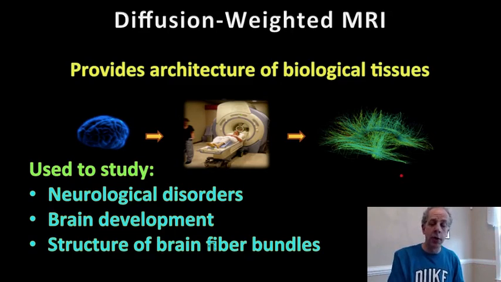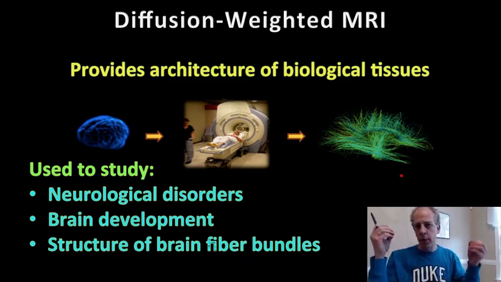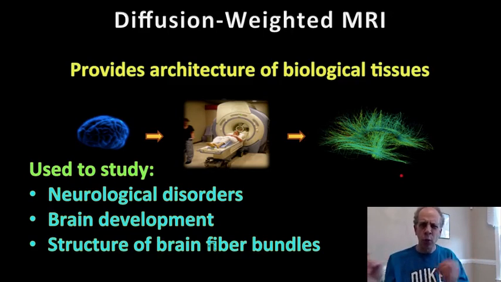And it has been used for neurological disorders. If the connections are not what we expect, that might actually mean something. It has been used for study, as I say, normal brain development. And in general, it's used to study the structure of fiber bundles, basically connections in the brain.